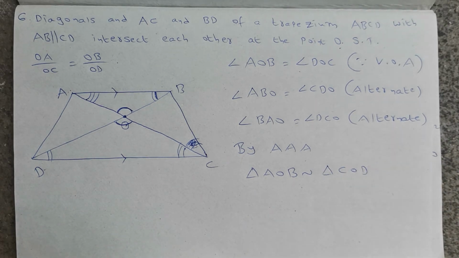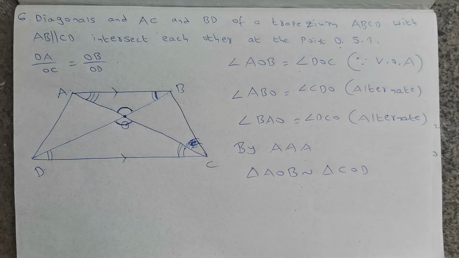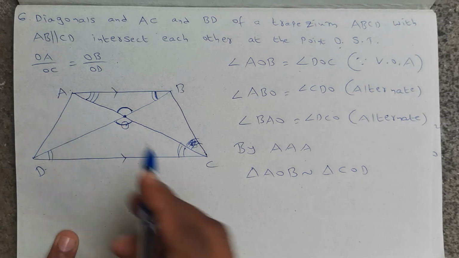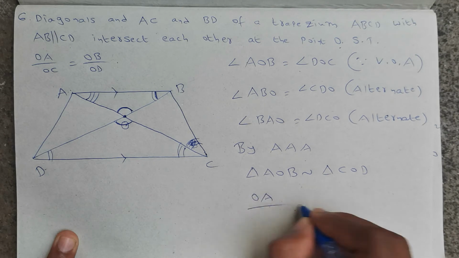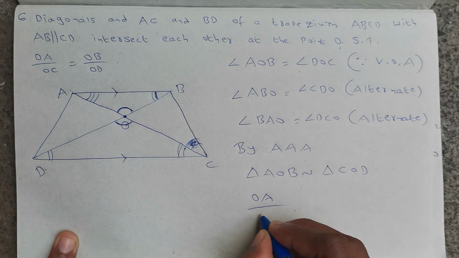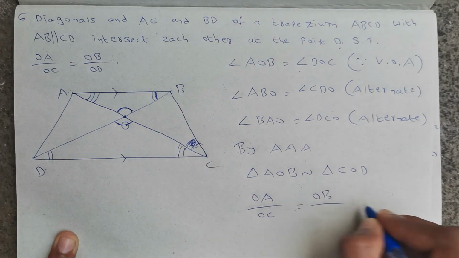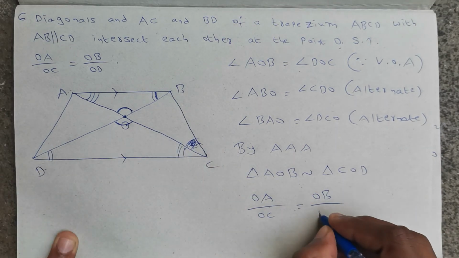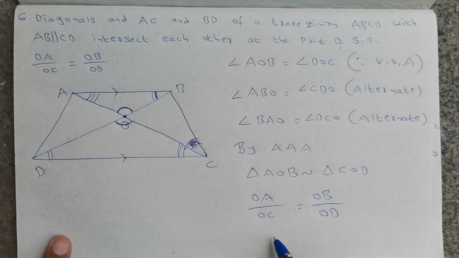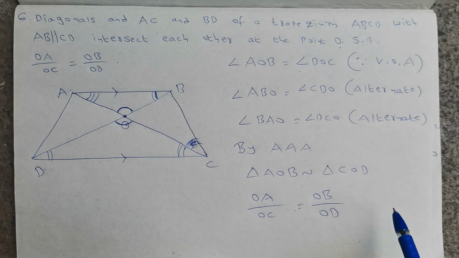So now if these two triangles are similar to each other, we can write the corresponding sides ratio, because if two such triangles are similar to each other, then obviously the corresponding sides are in the same ratio or same proportion. So let us write that similarity now. First side OA divided by first side OC is equals to first side OB divided by first side OD. OA by OC is equals to OB by OD.